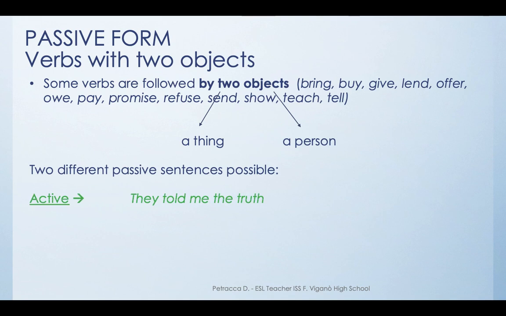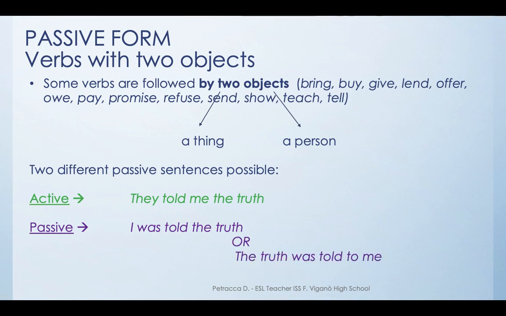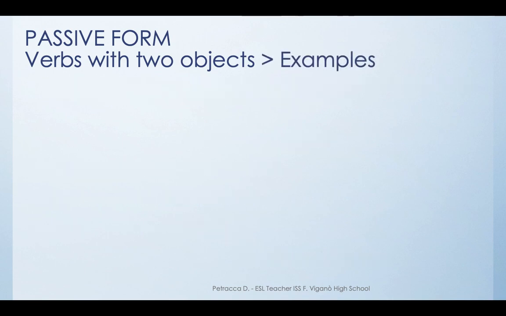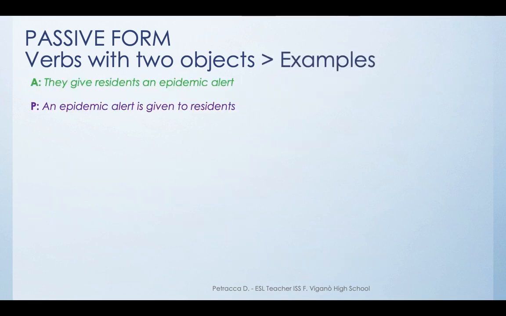The active is they told me the truth, so we have the verb tell. The passive form can be I was told the truth or the truth was told to me. Other examples. They give residents an epidemic alert. An epidemic alert is given to residents.